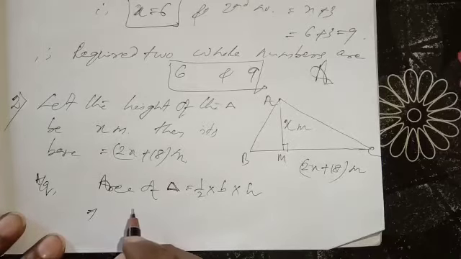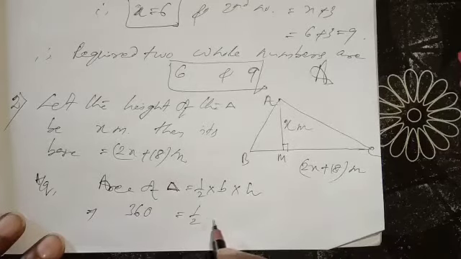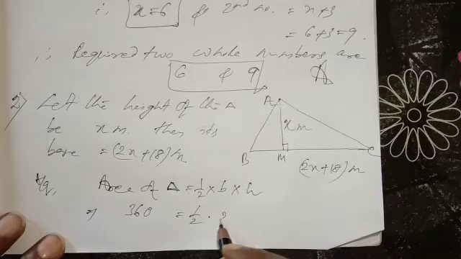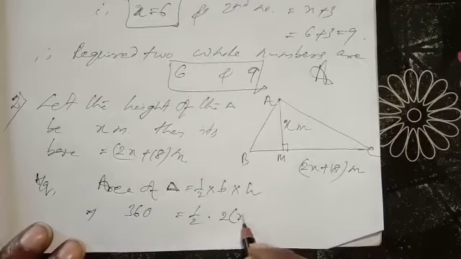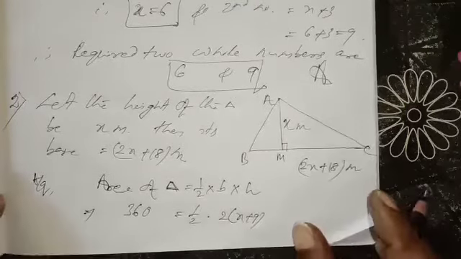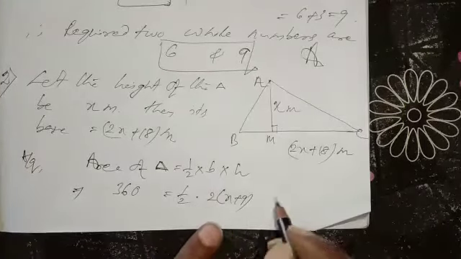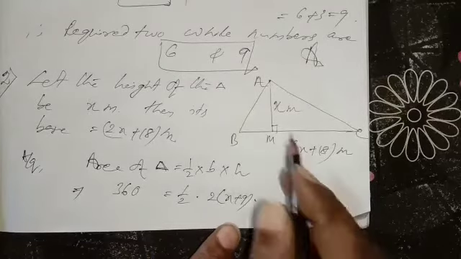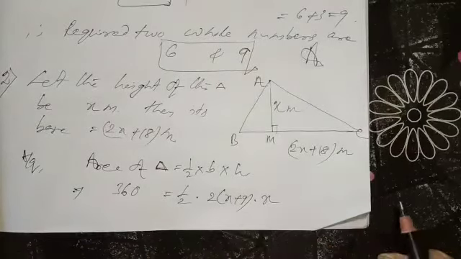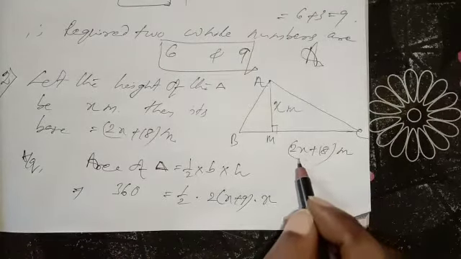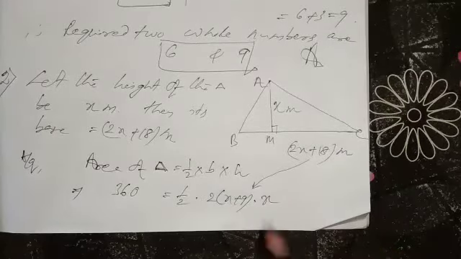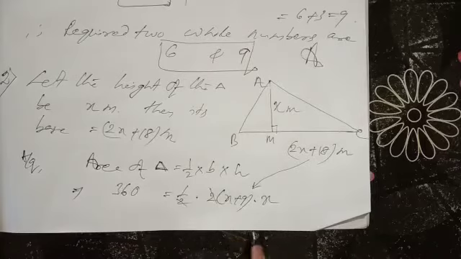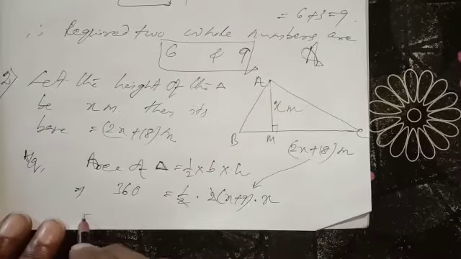Area of triangle is given as how much? 360 meter squared is equal to half base, here how much? 2x plus 18. 2x plus 18 means I can take 2 common, that will be x plus 9. Why am I doing it like this? Because 2 can be cancelled here. Into height, which is how much? x. I think it is clear. Base is 2x plus 18, I have taken 2 common, writing here 2 whole into x plus 9. The 2 will be cancelled. After that you get one quadratic equation.